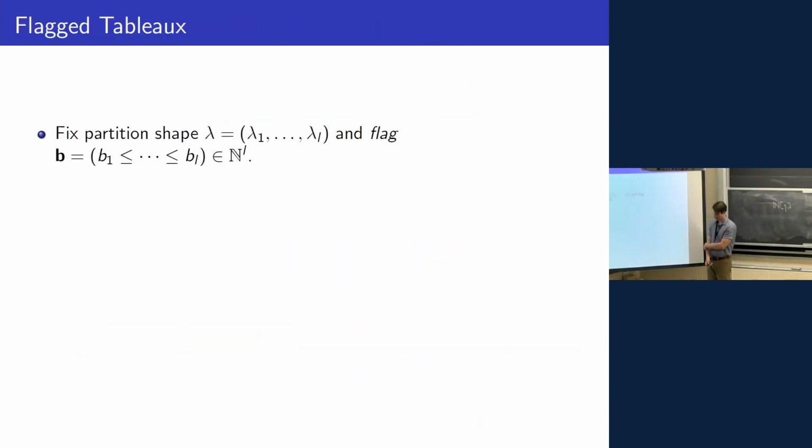Now I want to move into a way to create certain polynomials that are no longer symmetric, but reminiscent of symmetric polynomials. We've seen a little sampling of things like this. So now I want to fix a partition, but I also want to fix a flag. And all I mean by a flag is just a weakly increasing sequence of non-negative integers.